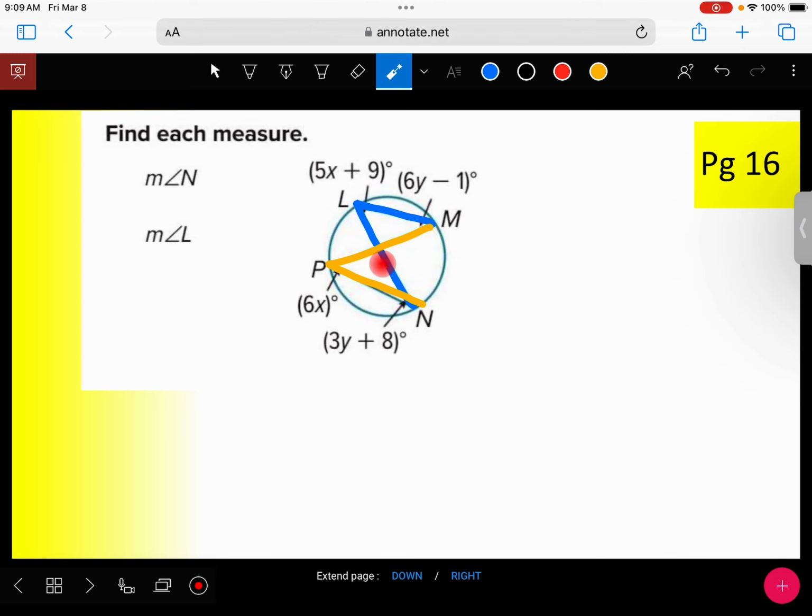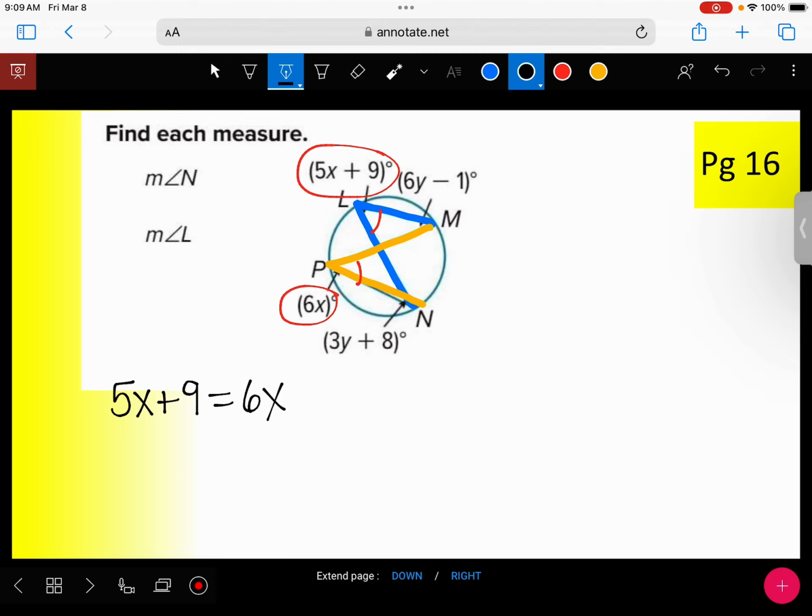So angle MLN shares the same arc as angle MPN. And because they have the same arc, they are equal to each other. So I want you to take this 5x plus 9 and set it equal to 6x. Go ahead and do that. Take 5x plus 9 and set that equal to 6x, sorry, I don't know why I said plus 9. It's just 6x. And let's solve that for x.